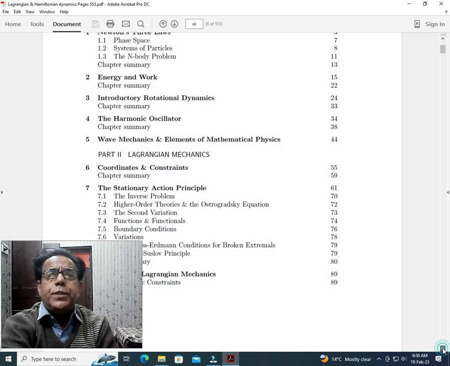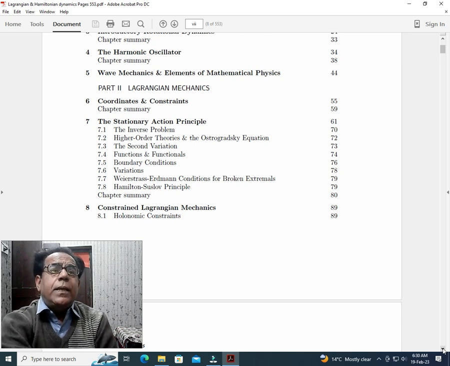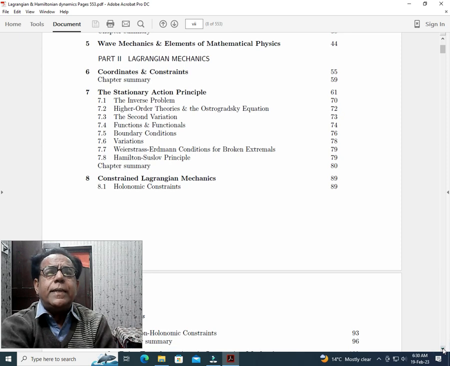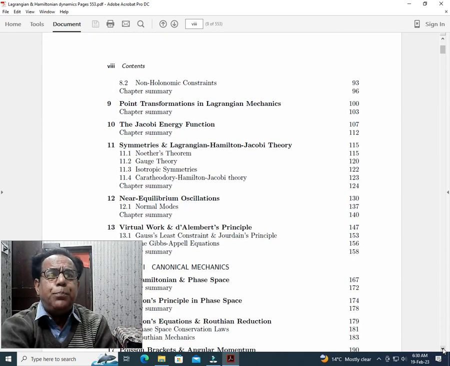Now we move to its part 2, which is Lagrangian mechanics. The first chapter of part 2 is chapter number 6, under the title coordinates and constraints. The 7th chapter is the stationary action principle. Chapter number 8, constrained Lagrangian mechanics. Chapter number 9, point transformations in Lagrangian mechanics. Chapter number 10, the Jacobi energy function.